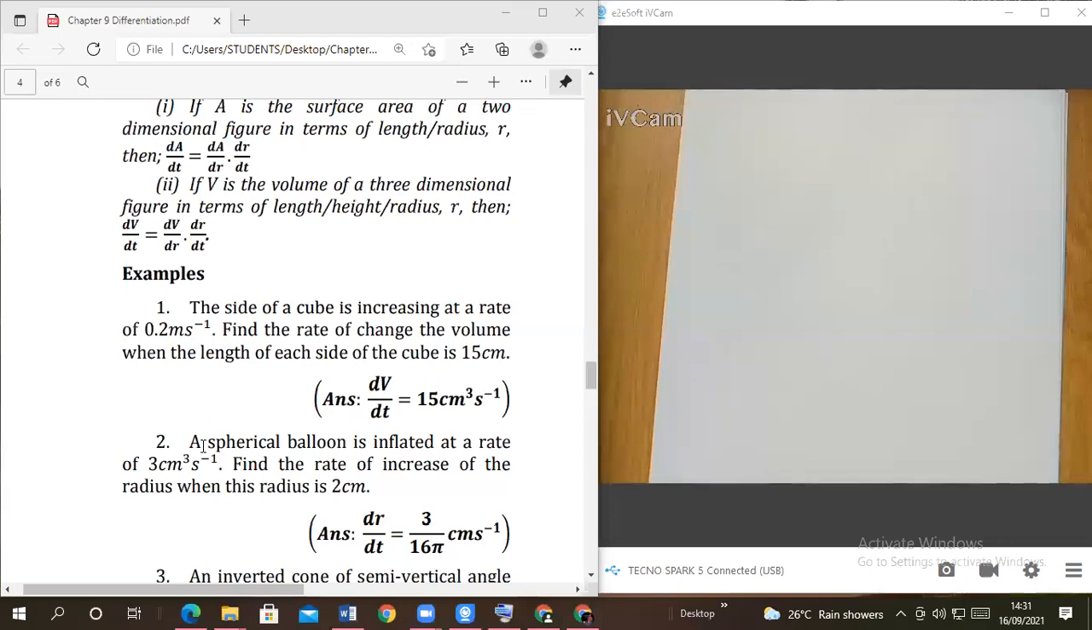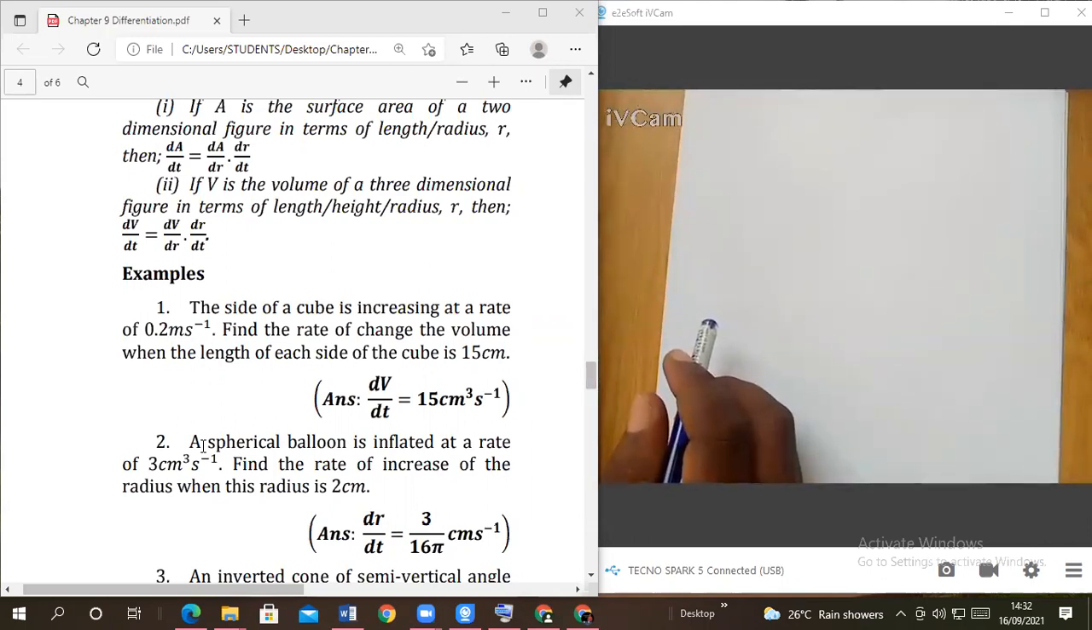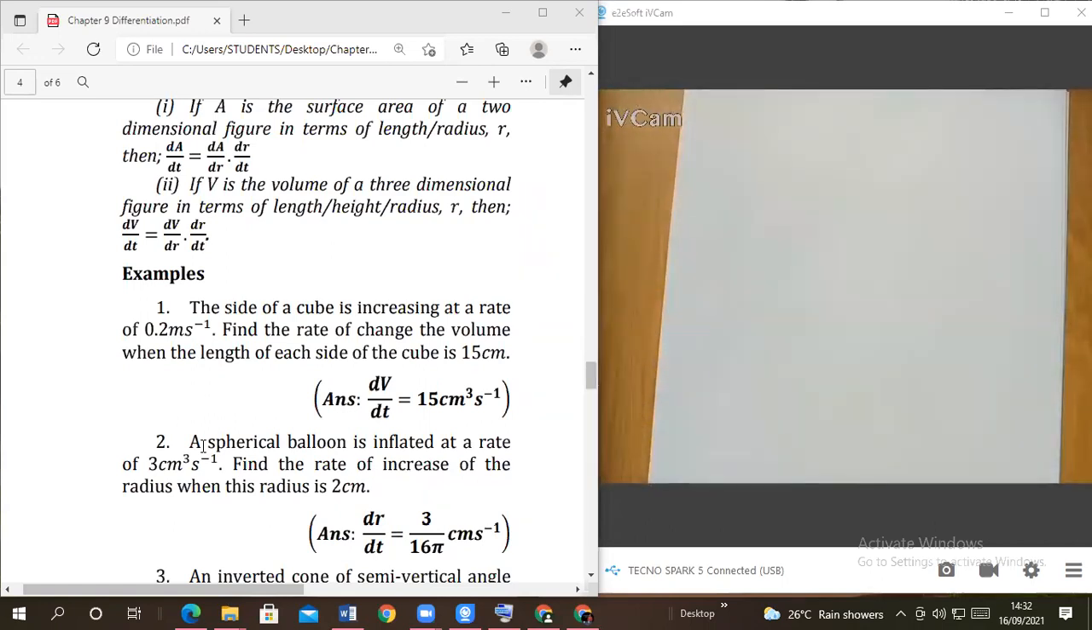Are you getting that? 2 centimeters. Yeah? Okay, when this radius is 2 centimeters. All right, we have the 3 centimeters cubed per second. That value stands for what? You have to identify the rate given. When you look at this 3 centimeters cubed per second, which rate is that? Change in the volume. Very good.